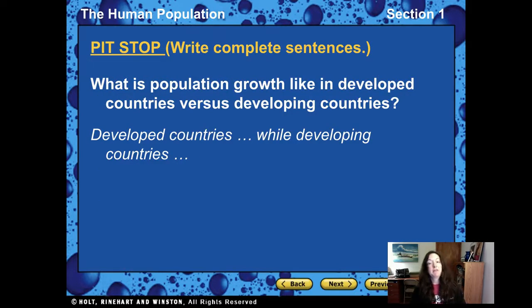So, what is population growth like in developed countries versus developing countries? You'll refer to those notes that we just went over. Take a moment and pause the video while you answer the question.